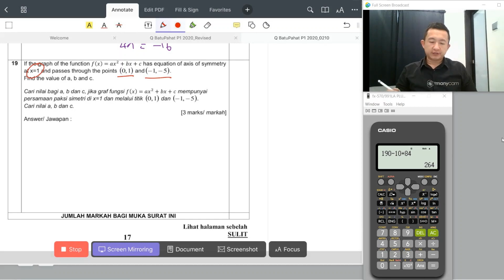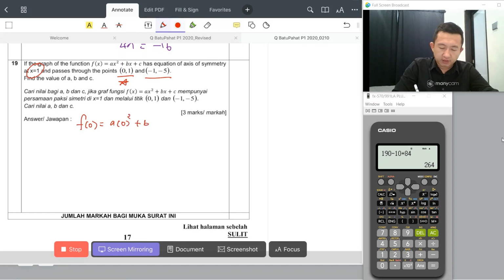The first thing we know here, look at these ones, (0, 1). Is that the information for the x-intercept or y-intercept? When you are not sure, you can put in 0. So f(0), replace x with 0. You will get c equals 1. That is the y-intercept. So you know c equals 1 now.